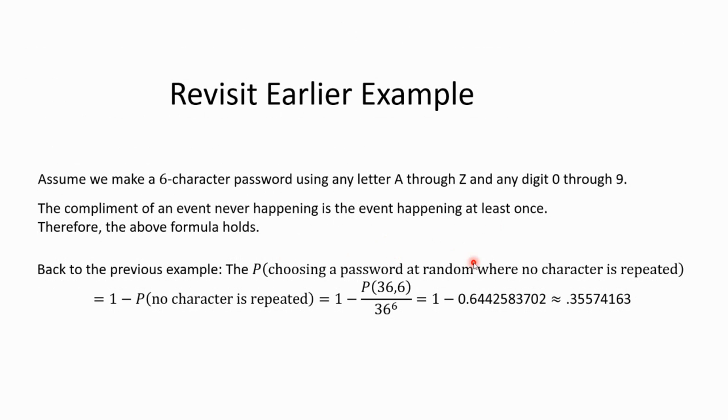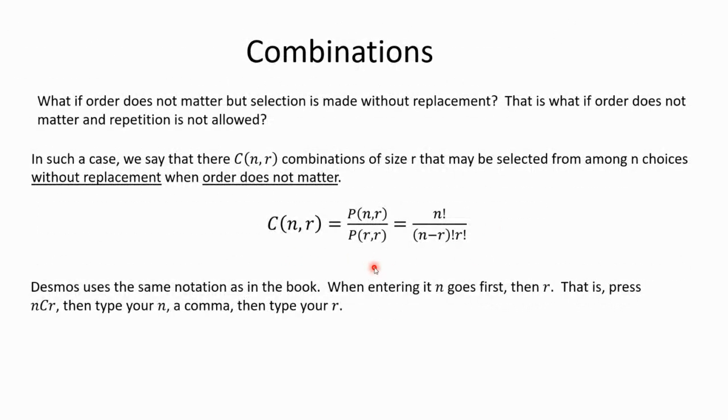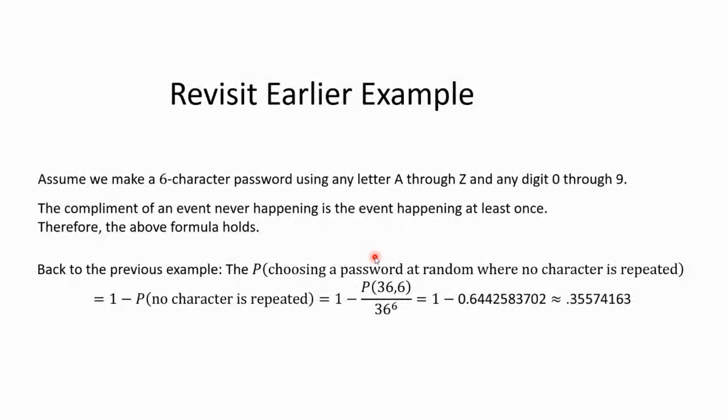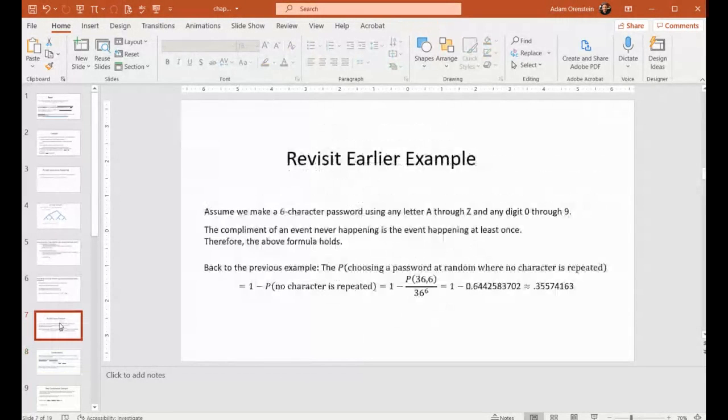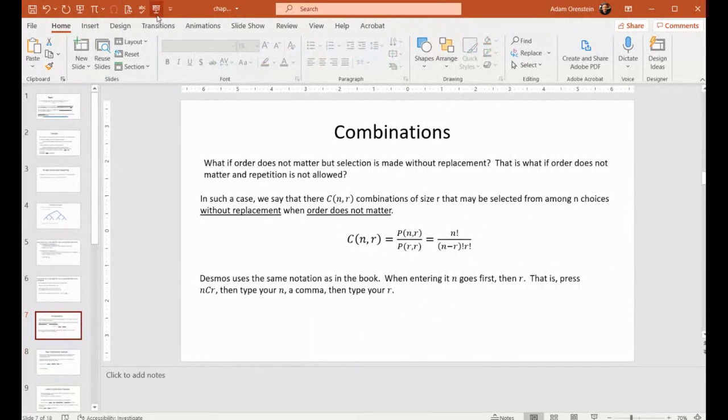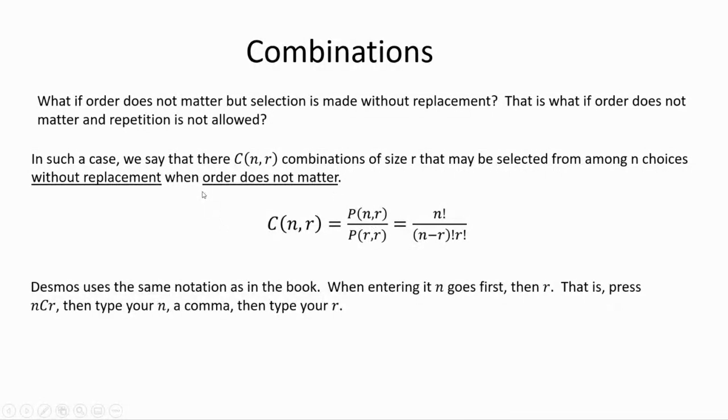No, excuse me. That's not... wait. I think I made a mistake here. That should be at least once. I'll come back to that another time. I think I made a mistake on this slide, so I'm going to skip this. I think it actually should be the probability of choosing a password where at least one character is repeated. That's what I meant to write. So I'm going to skip this slide. Sorry about that. Let me just delete it. Sorry about that.